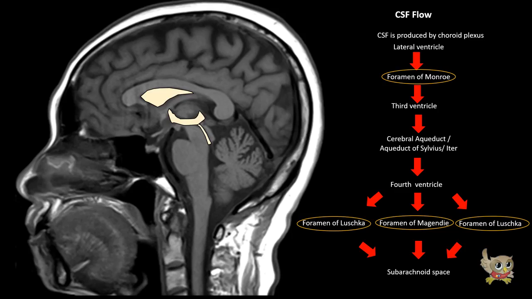After which, CSF will flow to the fourth ventricle in the pons and the medulla. It is the ventricle of the cerebellum as well. The CSF will flow out from the ventricles to the subarachnoid space via three foramina: two foramen of Luschka laterally and one foramen of Magendie medially.